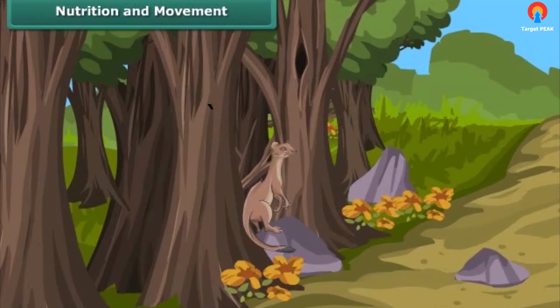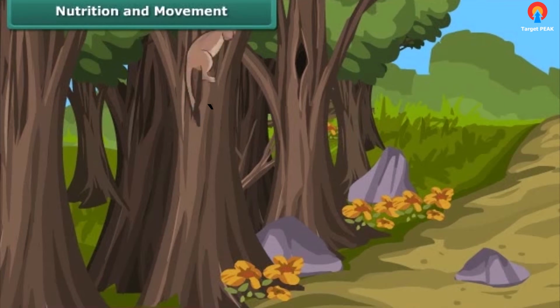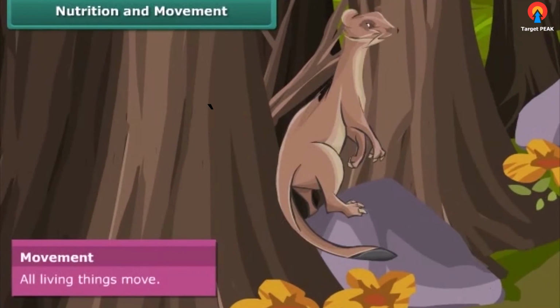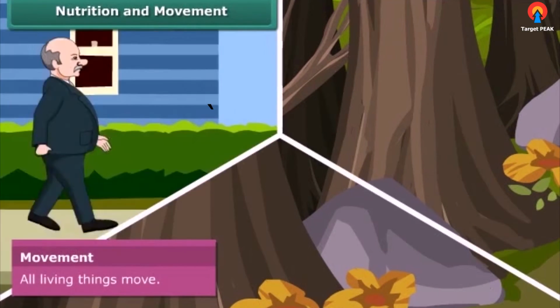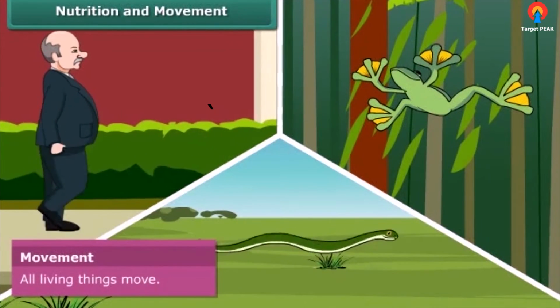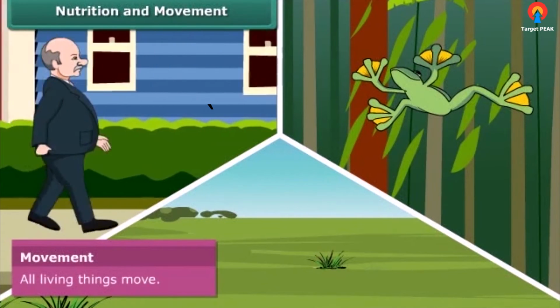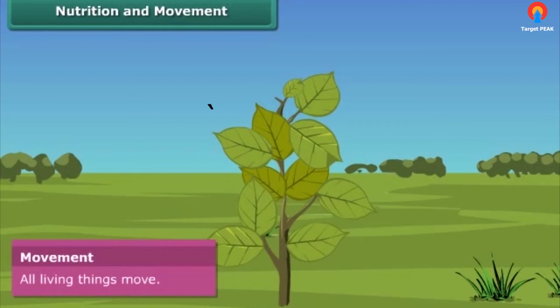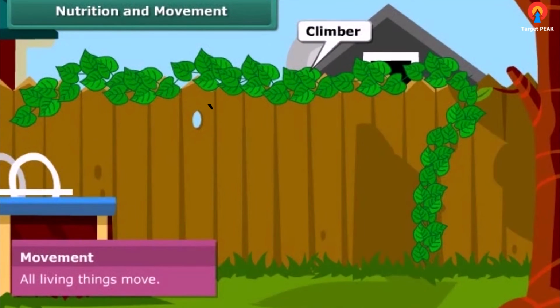Another important characteristic of living organisms is movement. All living things move by their own accord. People walk, frogs leap, snakes crawl are actions of movement. Similarly, plants also make some movement, but they do not change their place. For example, creepers move towards the support.